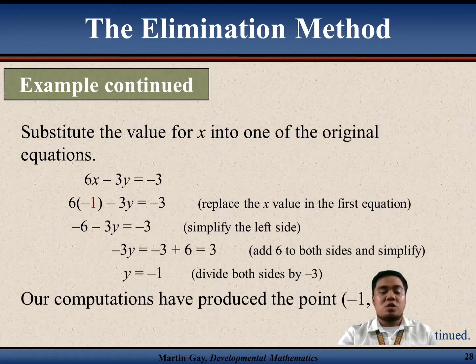So I will transpose negative 6 to the right side of the equation. So that is negative 3y is equal to negative 3 plus 6. And negative 3 plus 6 is positive 3. So therefore, negative 3y is equal to positive 3 divided by negative 3. So y is equal to negative 1. So therefore, the value that we have is negative 1 and negative 1. That is the solution that we get.